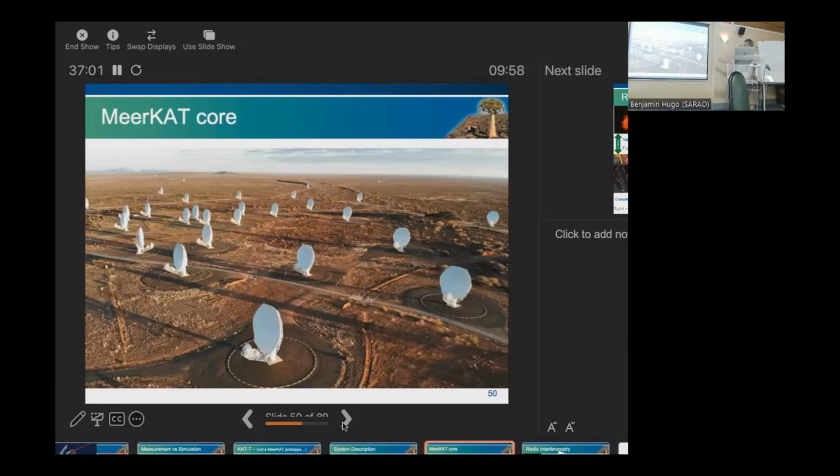This is 64 antennas. This is the inner core of MeerKAT. This is why the images that come out of MeerKAT are really cool, because the antennas are very closely spaced. And so you get to see all the big fluffy emission from the radio sources.